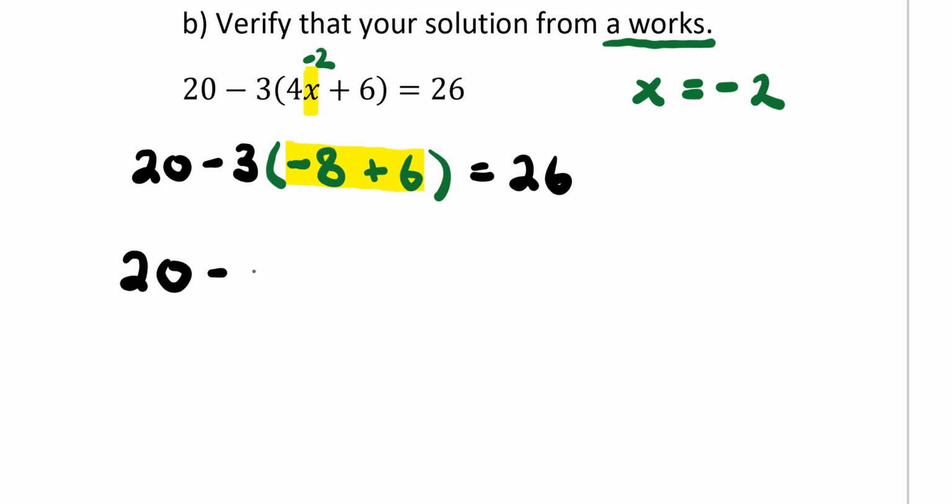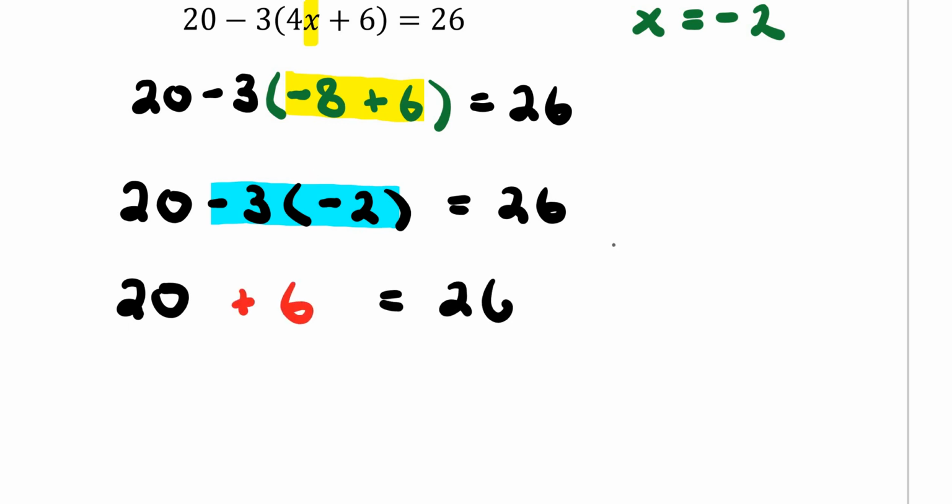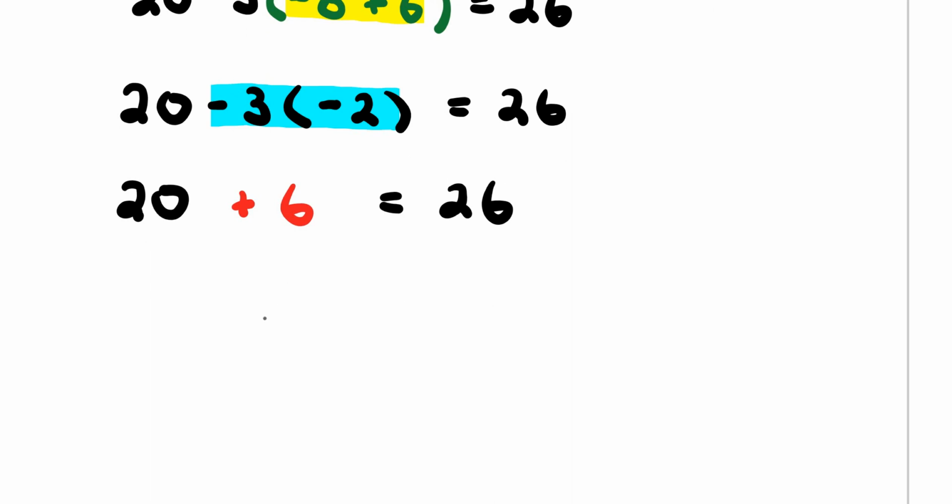So 20 minus 3 times, well, negative 8 plus 2 is going to be negative 2, equals 26. Okay, this will be 20, and be careful here, a negative 3 times a negative 2 is going to be positive 6, and that's going to equal 26. And it turns out that 20 plus 6 gives you 26, and on the right hand side we also get 26, so 26 equals 26.